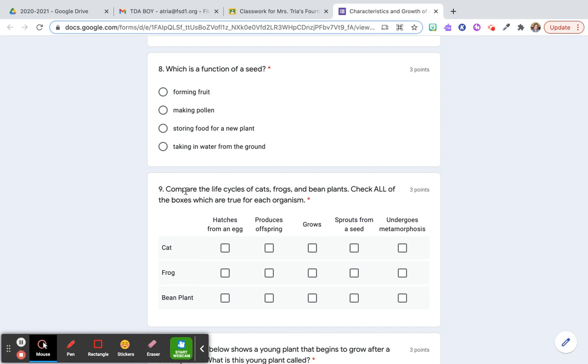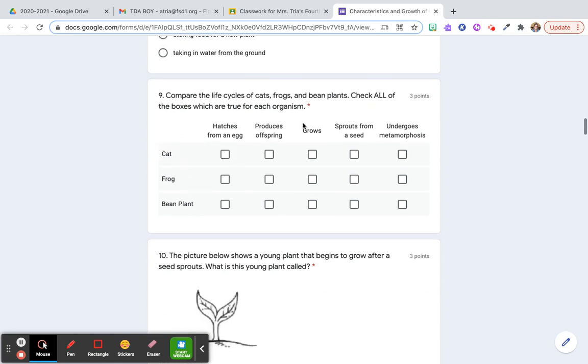Number 9, compare the life cycles of cats, frogs, and bean plants. Check all of the boxes which are true for each organism. So we have a cat, frog, and bean plant. And for each one, you have to select all of the boxes that are true for each organism. And our choices are hatches from an egg, produces offspring, grows, sprouts from a seed, undergoes metamorphosis.